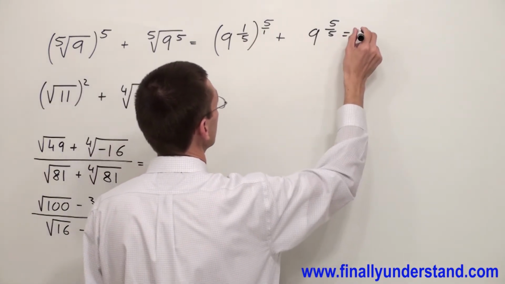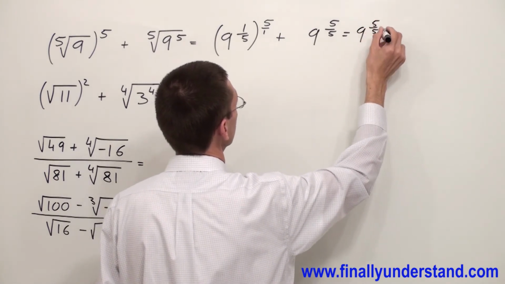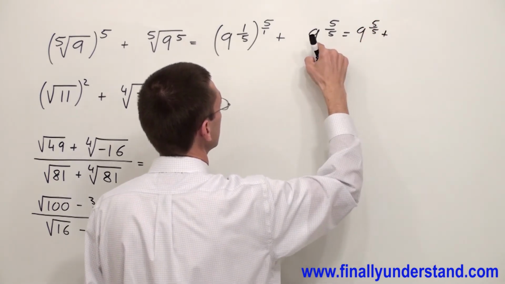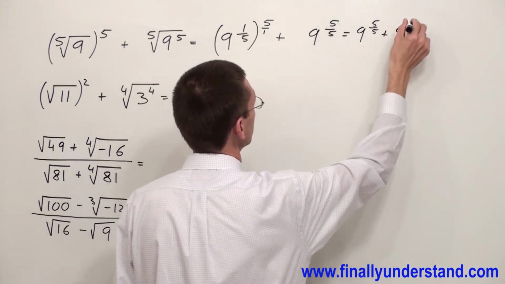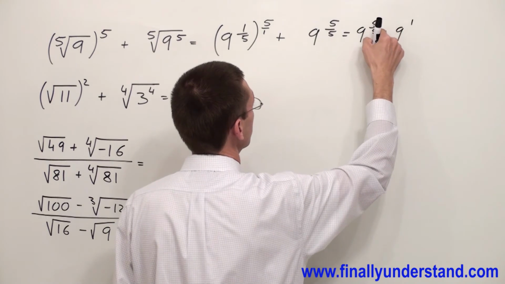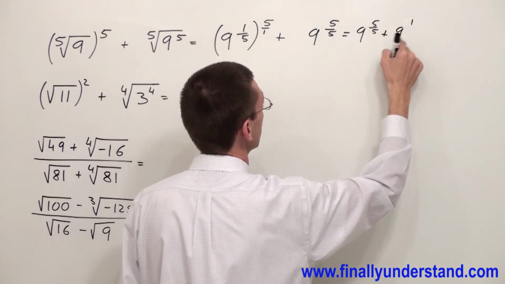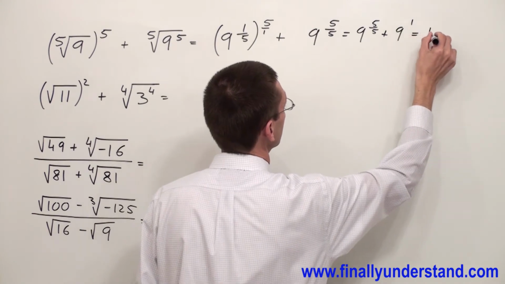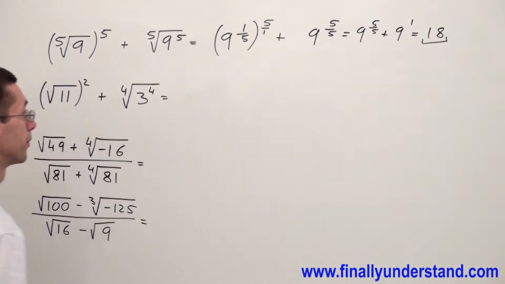Okay, so I'm going to have 9 to 5 over 5 plus 9. 5 divided by 5 is 1. 5 divided by 5 is 1. Okay, so in other words, I have 9 plus 9 is equal to 18. This is the solution to my problem.